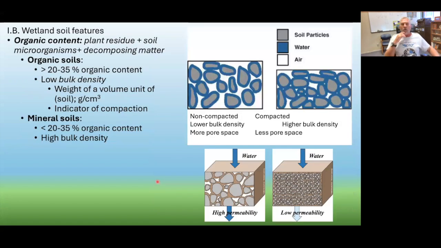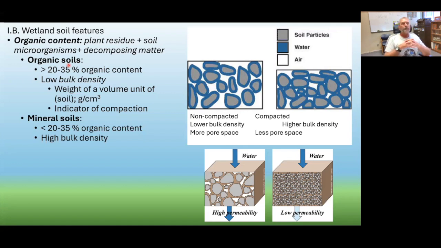All right, so when we look at the features of these soils, one of the things we look at is the organic content, how much organic content is there. Organic content is derived from everything from plant matter to soil microorganisms, and the matter that those microorganisms are decomposing as part of their work in those soils. The microorganisms themselves become part of the soils as they go through their life cycles as well. The more organic the material, typically the lower density the soils are.